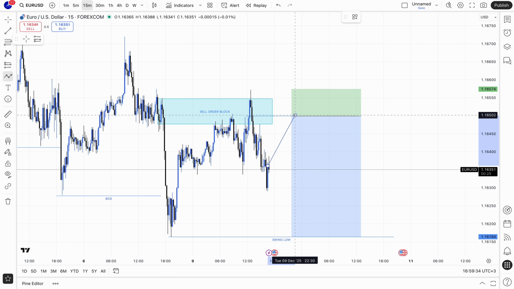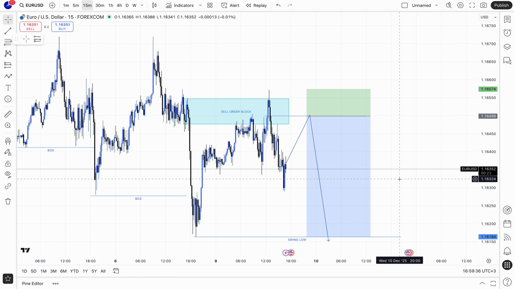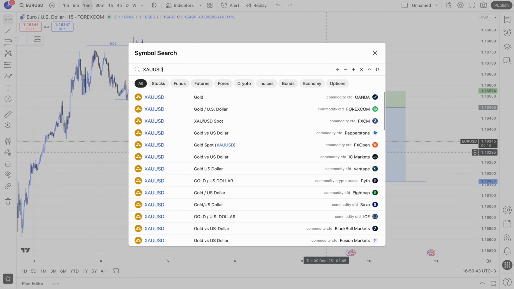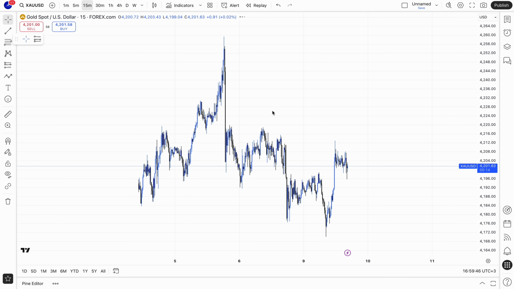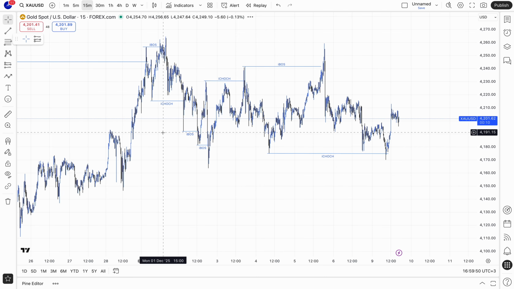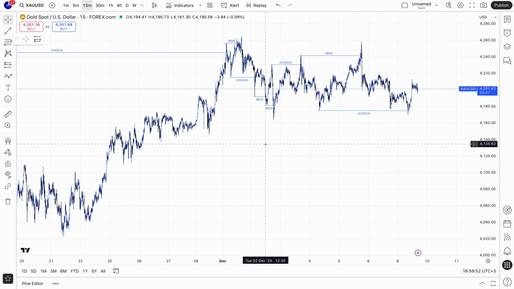Super simple. That's my plan. Then for gold, also super simple price action. We have these marks already in, because you can see our change of character.